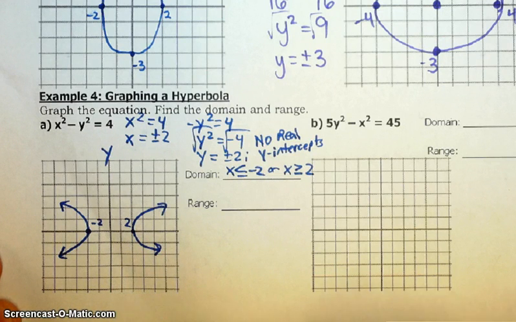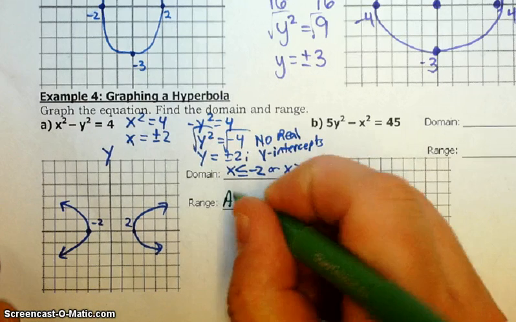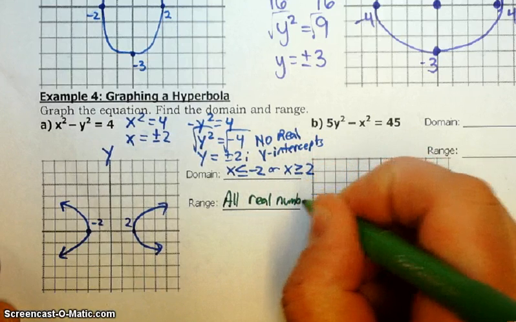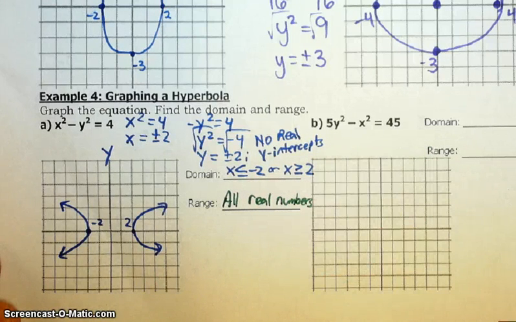But the range is how far up and how far down this graph goes. So for the range, there really is any range of numbers. We're going to say all real numbers. So the range can be anything you want it to be.